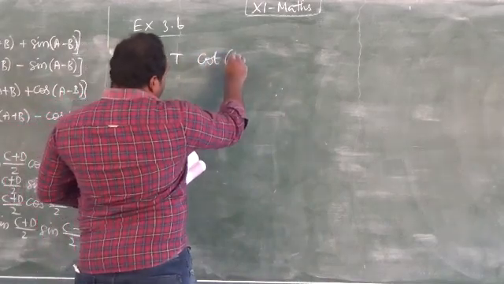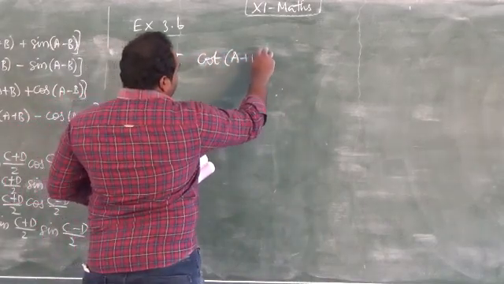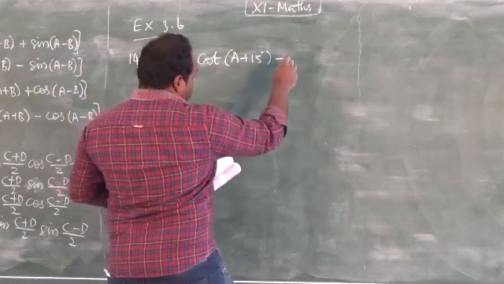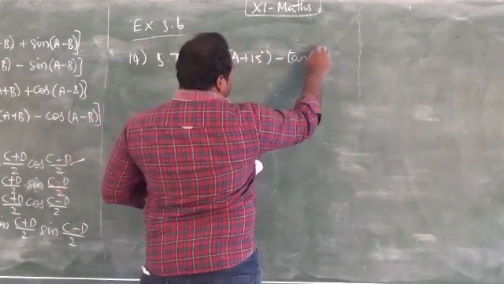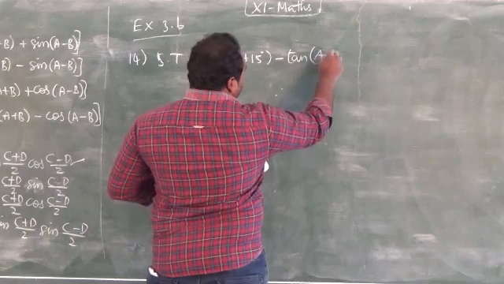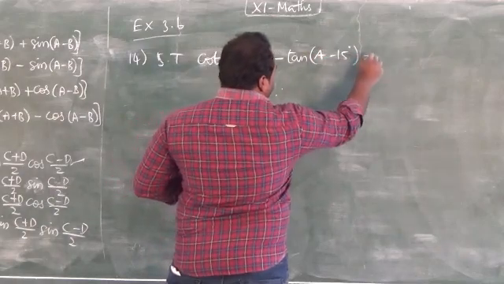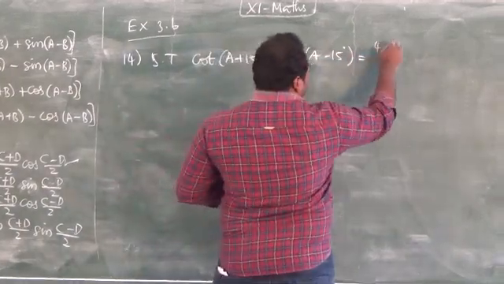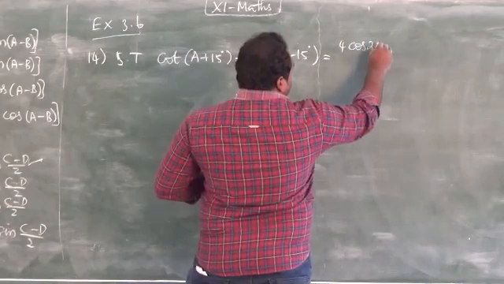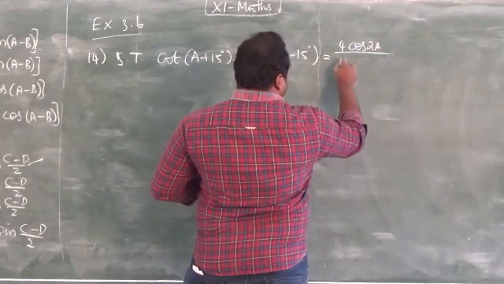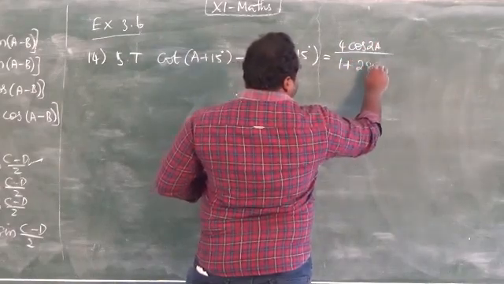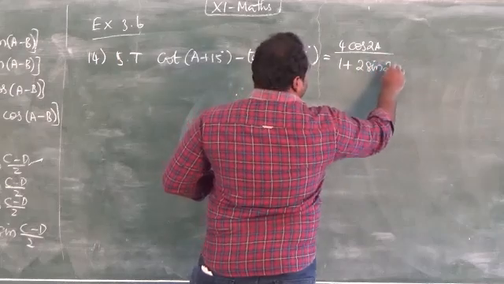Problem number 14, show that cot of (a plus 15) minus tan of (a minus 15) equal to 4 cos 2a by (1 plus 2 sin 2a).